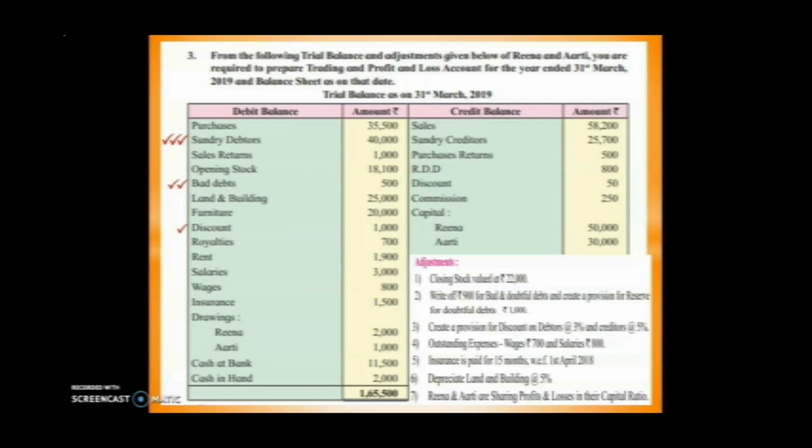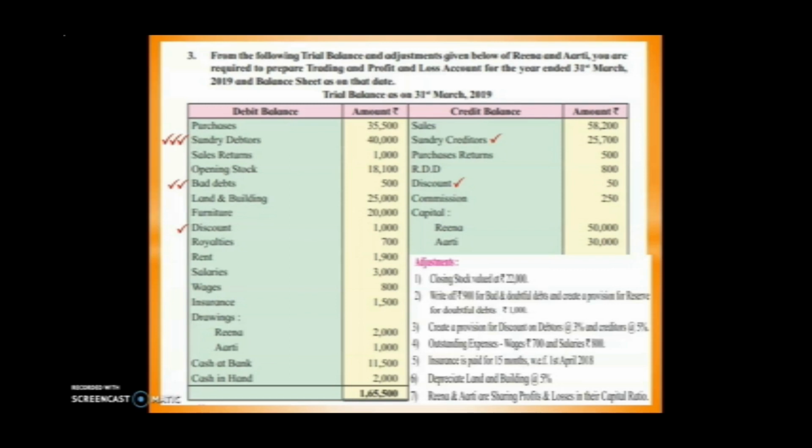discount on creditors at the rate of 5%. This will have an effect on sundry creditors. So sundry creditors, put a tick on that and put one tick on the discount because it will be affecting the discount also. The fourth adjustment, outstanding expenses, wages rupees 700.